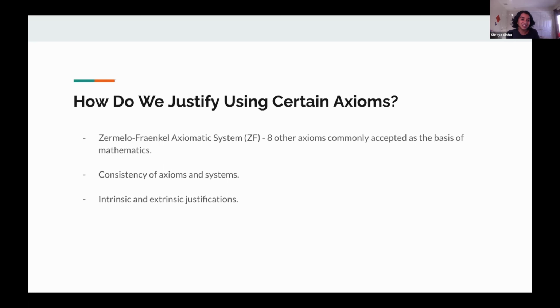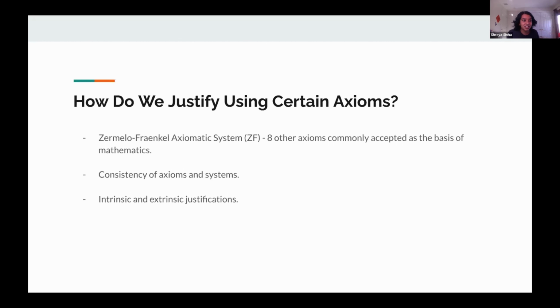Zermelo-Fraenkel axiomatic system, which is just a mathematical system that uses 8 other axioms that are commonly accepted as the basis of mathematics. They've been pretty much accepted across the board as, okay, this is our universal system of mathematics. And now, if the axiom of choice ever contradicted this system, we could just totally forget about it. There wouldn't even be an argument to use it.